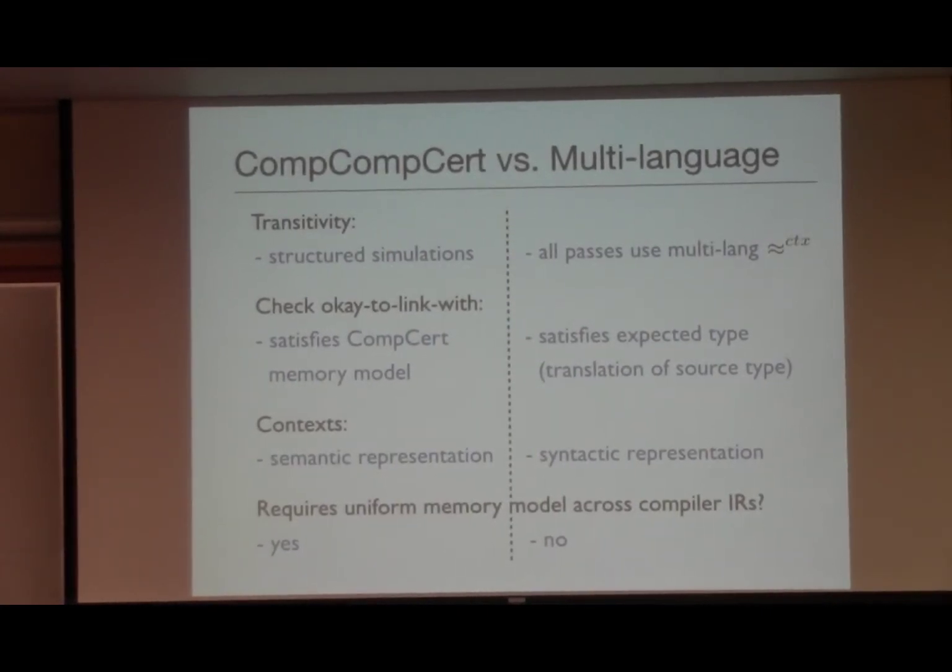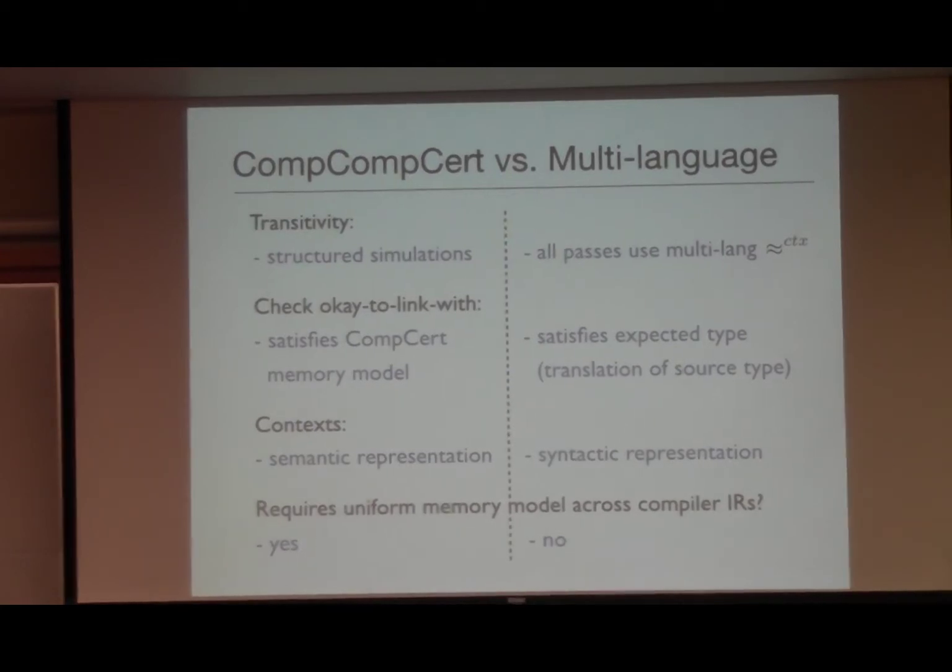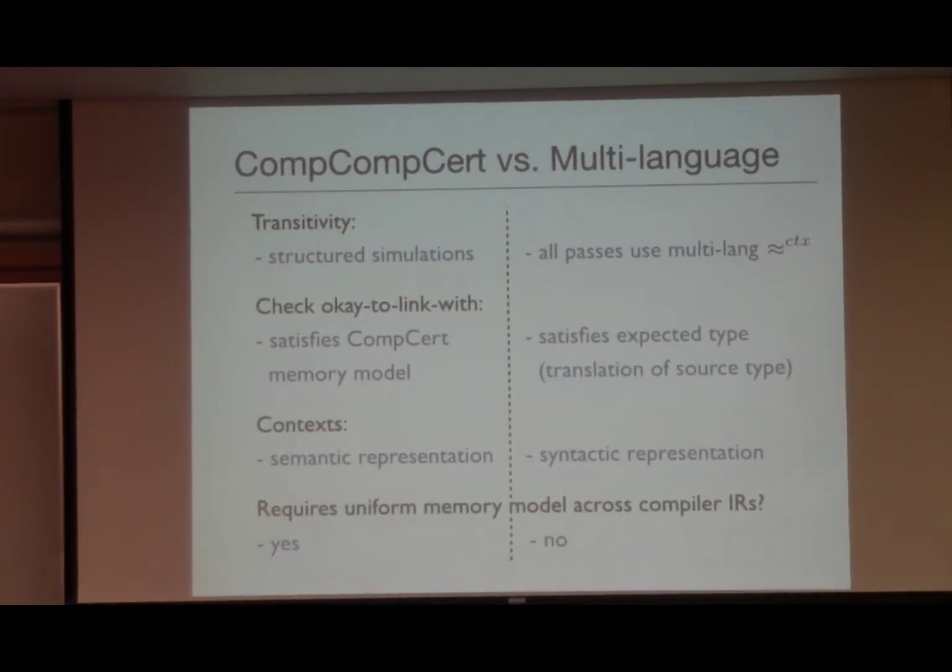Okay, all right. How do they represent contexts? Compositional CompSearch represents context in a very semantic way, whereas what we're doing is we have a syntactic representation. We're taking literally the syntax of all of these languages and putting them together in a single multi-language. And again, is that a good thing or a bad thing? From a proof engineering point of view, if you were going to mechanize all of these things, you could say that putting this many languages into a single multi-language is a really heavy thing to do. So to be honest, the multi-language work has not been mechanized yet, right?